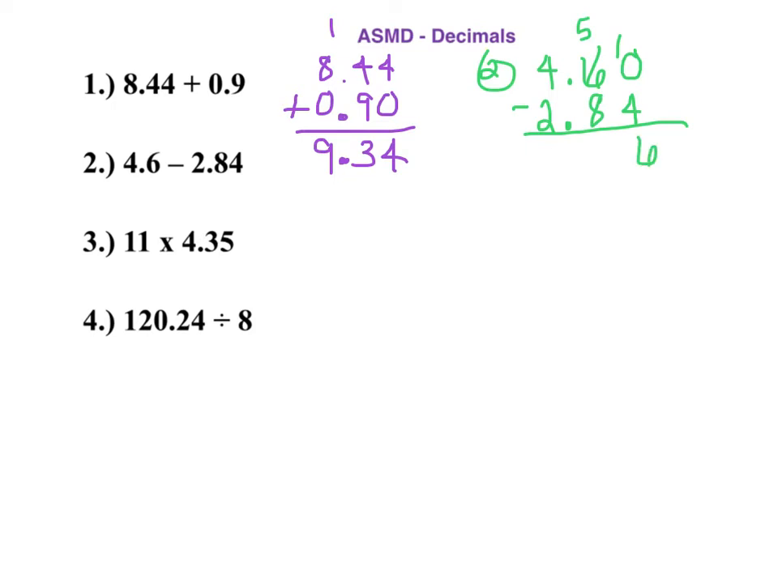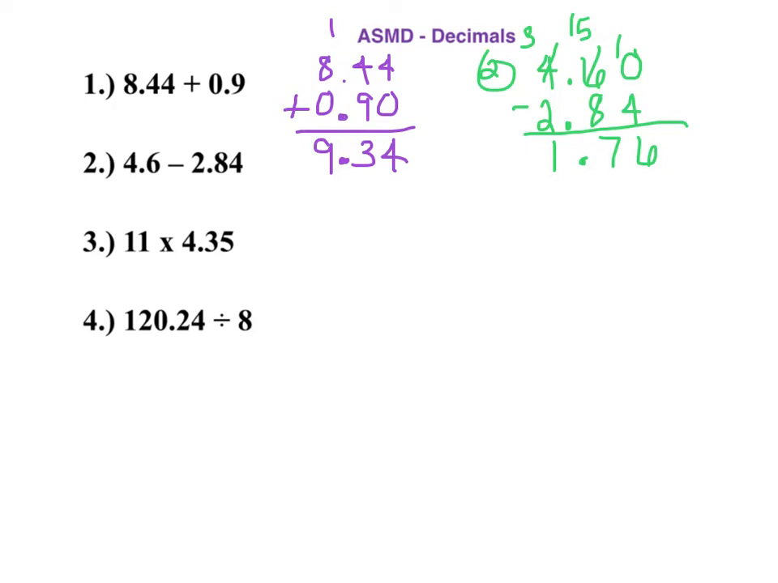I can't do 5 minus 8, so I borrow from the 4. That becomes a 15. 15 minus 8 is 7. Decimal point is brought down. 3 minus 2 is 1. So 1.76 should be your answer for number 2.